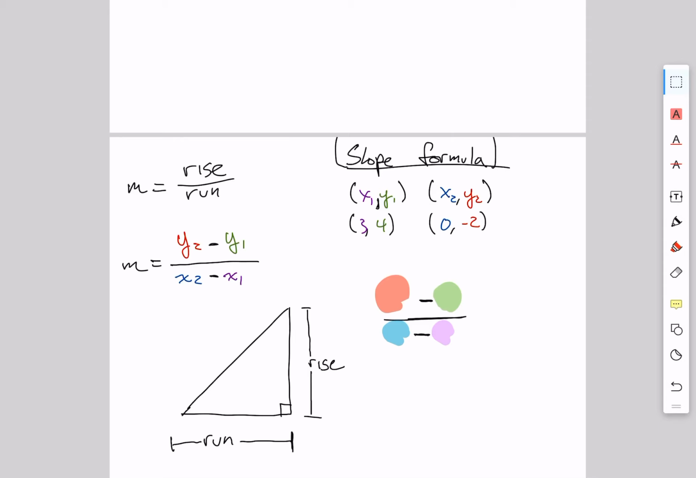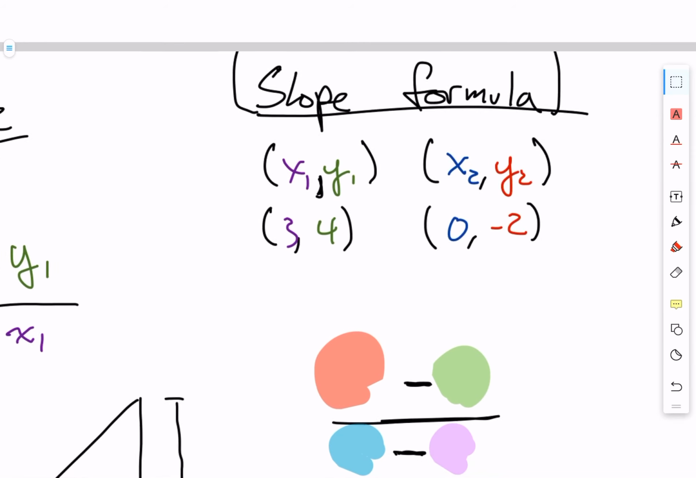Now, it doesn't matter which point you call x1, y1 and which point you call x2, y2, but you have to be consistent once you label those. So in this case, I've got an example problem here. 3, 4 is one point and 0, negative 2 is the other.